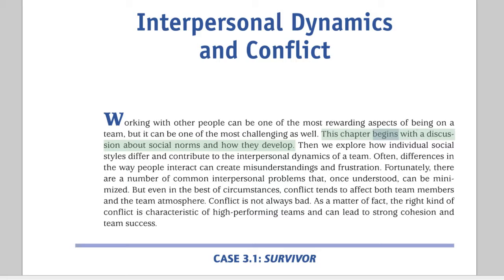This chapter begins with a discussion about social norms, and how they develop. Then we explore how individual social styles differ and contribute to the interpersonal dynamics of a team. Often, differences in the way people interact can create misunderstandings and frustration. Fortunately, there are a number of common interpersonal problems that, once understood, can be minimized.